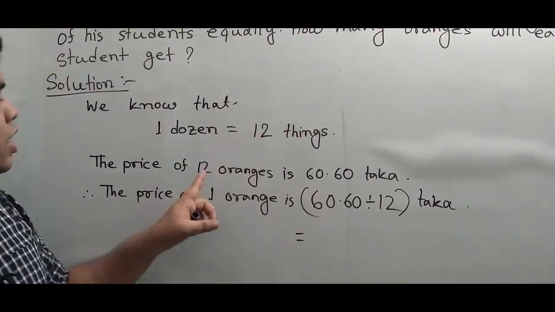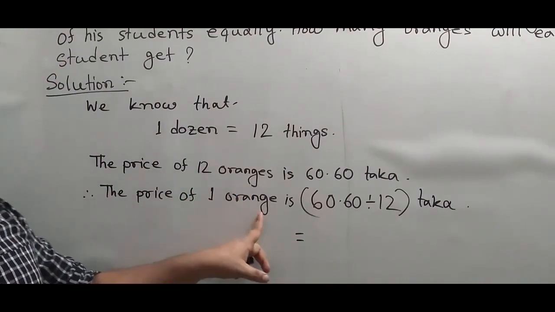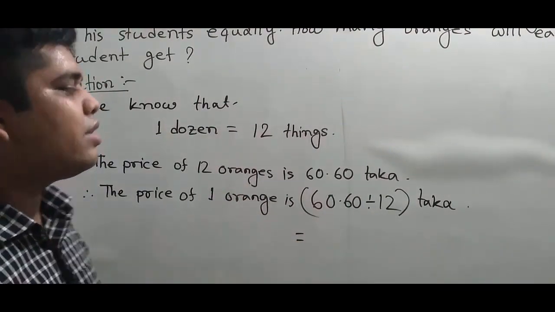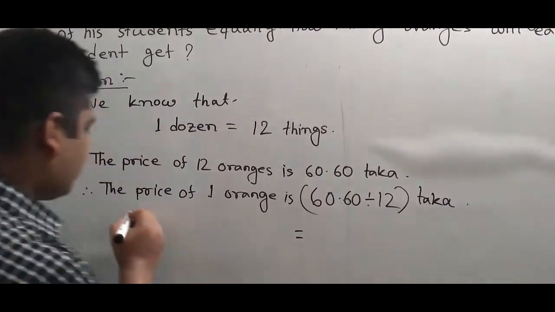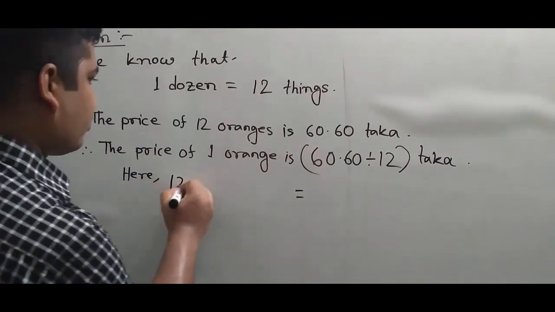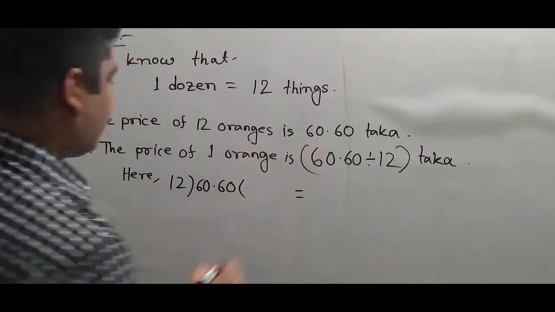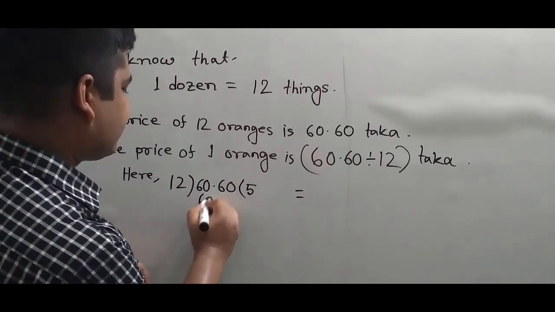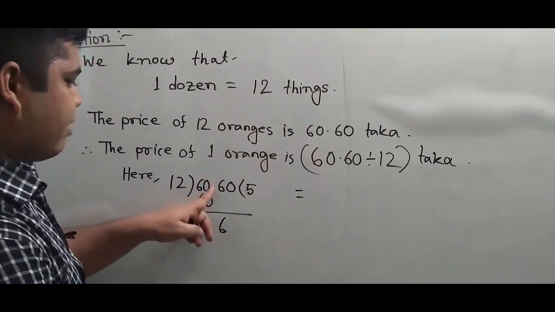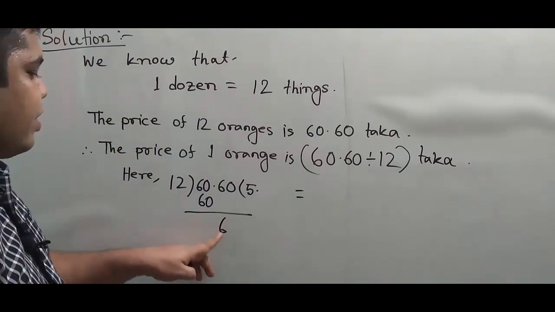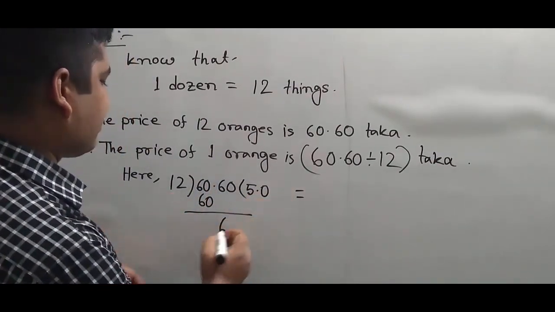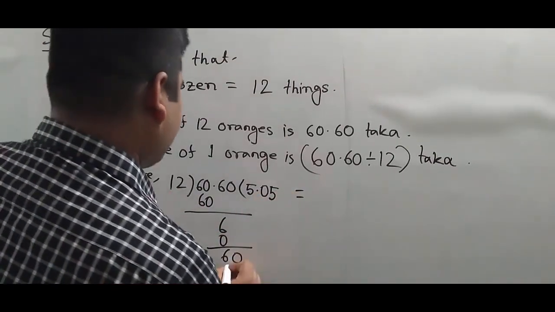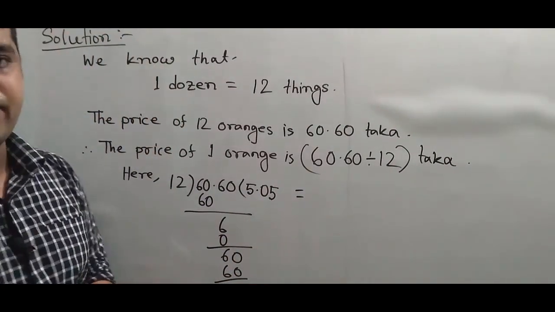Why division? Because we have 12 oranges and 1 orange, and 1 orange is smaller than 12, for this reason division will happen. Now we divide this number by 12. Notice, 60.60 divided by 12. Consider 2 digits in 60. 12 goes in 5 times, that means 5 twelves are 60. After that we take 6, and for this point we put a point here. In 6, 12 goes in 0 times, that means 12 zeros are 0. In 60, 12 goes in 5 times, that means 5 twelves are 60. I hope you have understood.